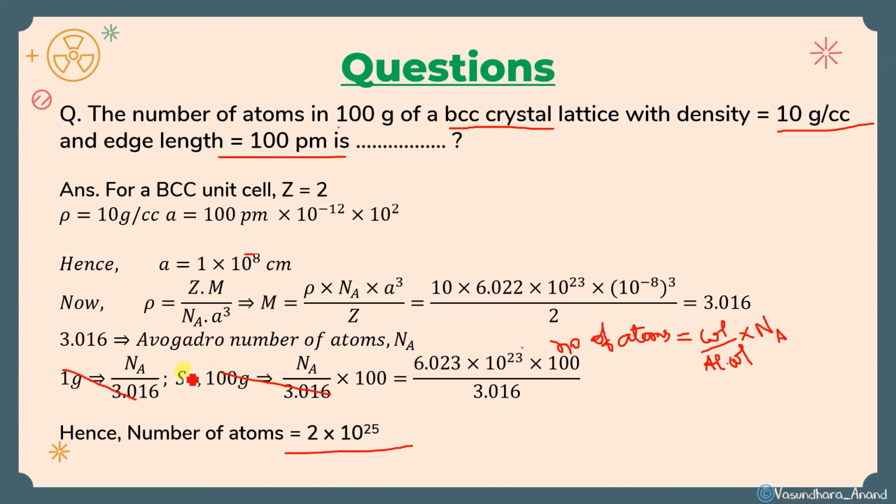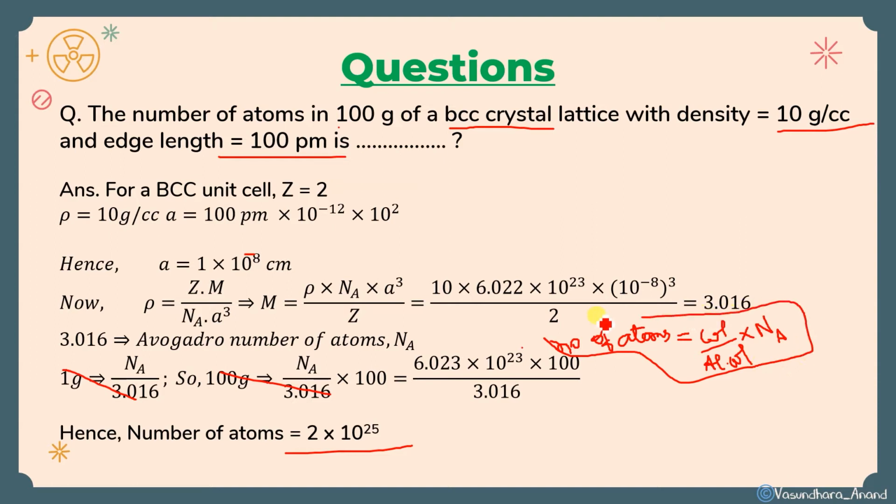This is another way we can solve it. First we will find how many atoms there will be in 1 gram. In the same way, one atom I am considering, so this will be Avogadro number upon 3.016, isn't it? If we find the number of atoms for 1 gram, then for 100 gram we will multiply by 100, so this is the same way. Or you can directly use this formula and solve it.